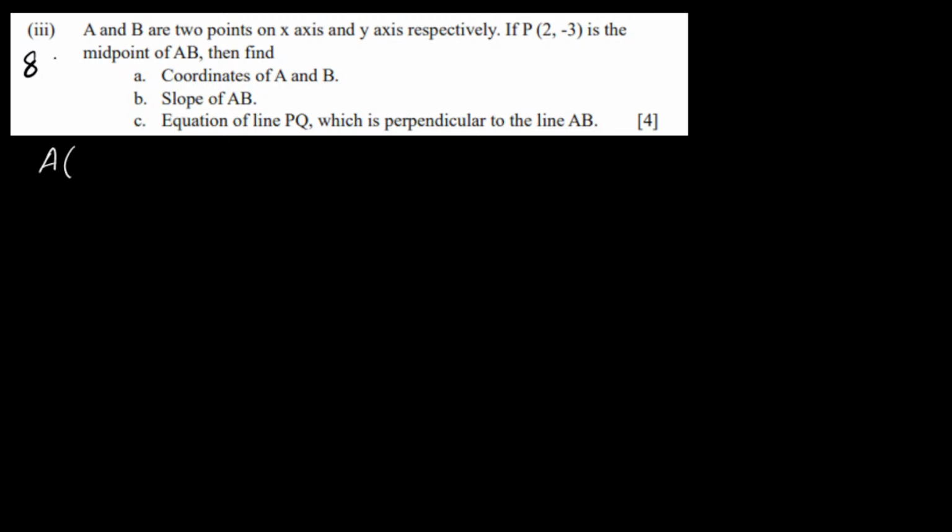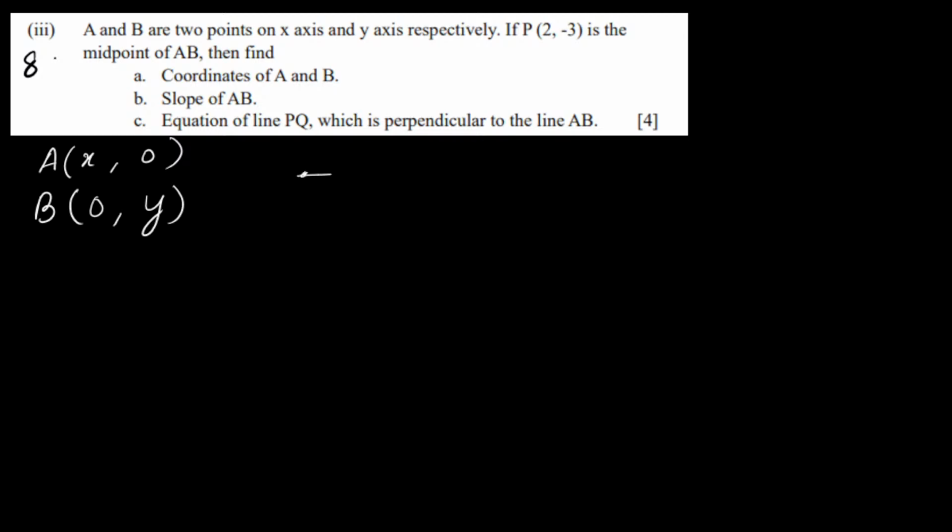How will A look if it lies on the x-axis? X comma 0. And B lies on the y-axis. Respectively, it is mentioned that A lies on the x-axis and B lies on the y-axis. So this is 0 comma y. Yes, 0 comma y. P is the midpoint of AB.